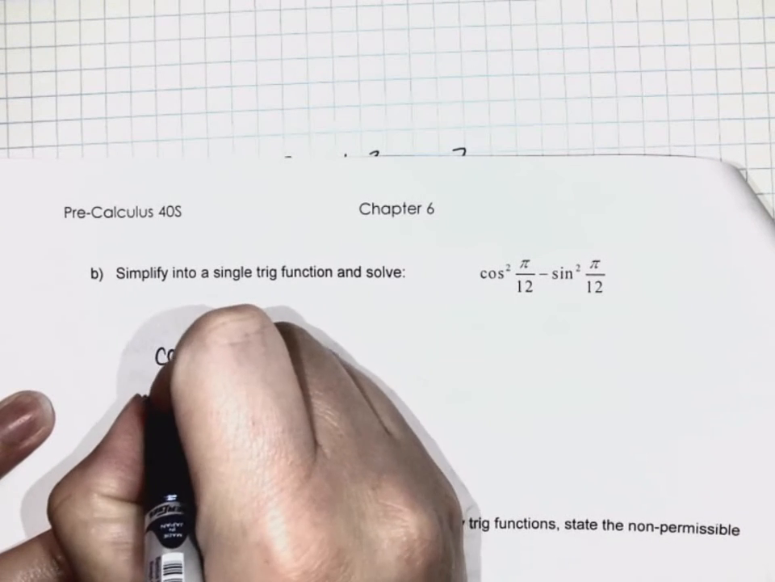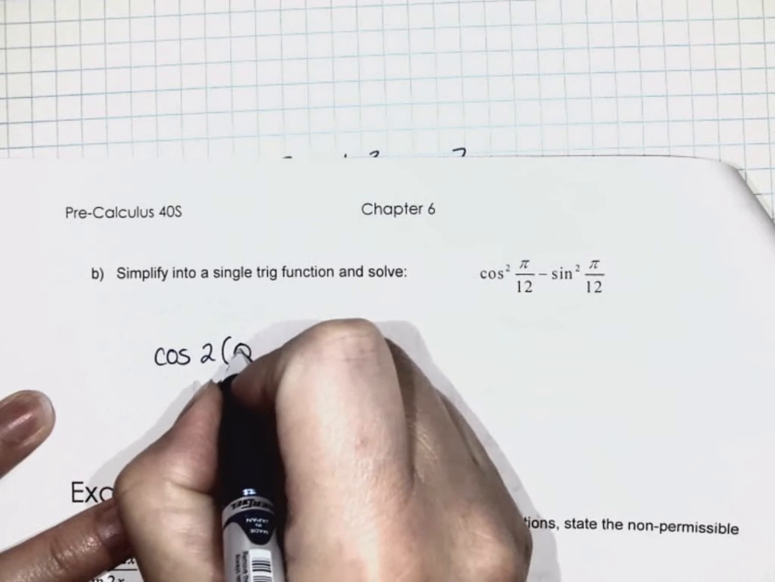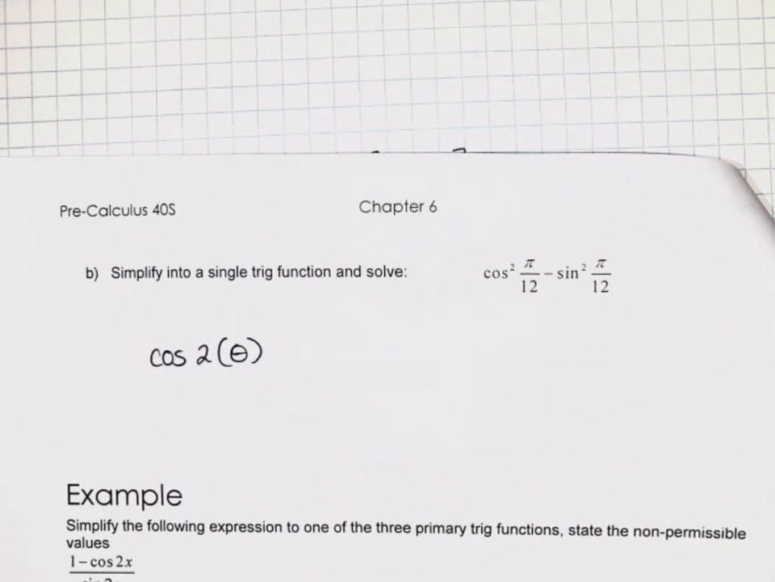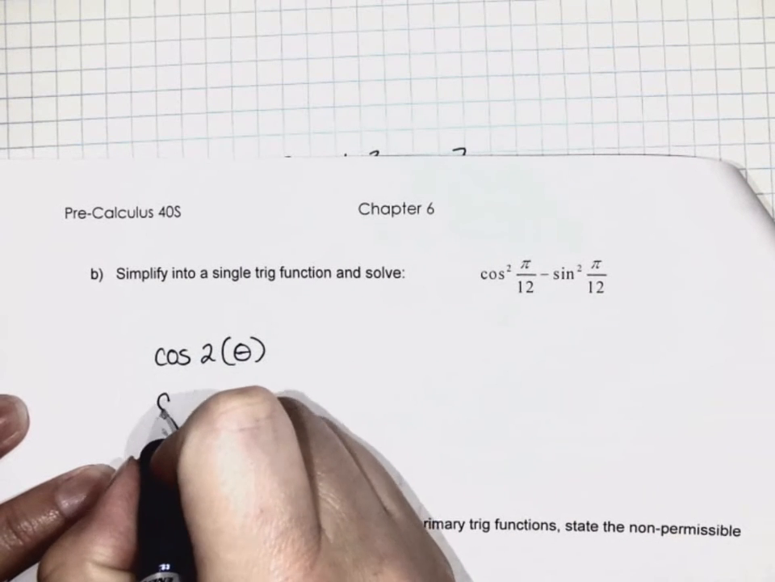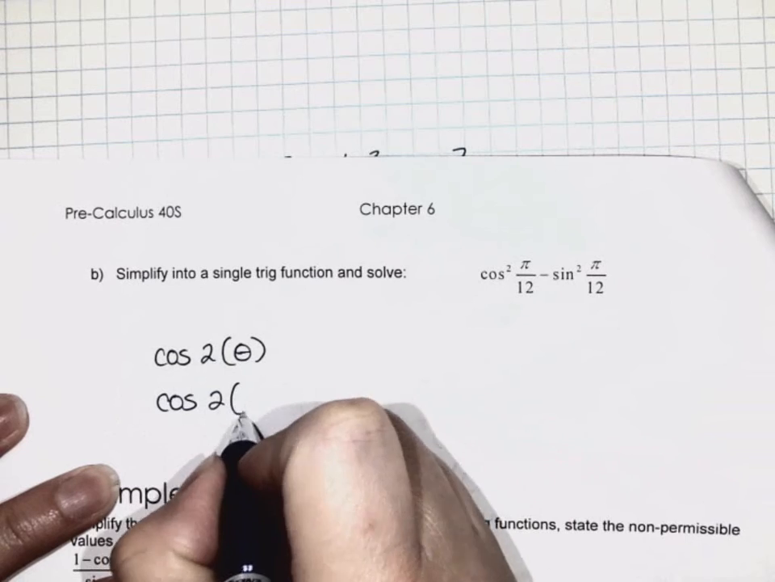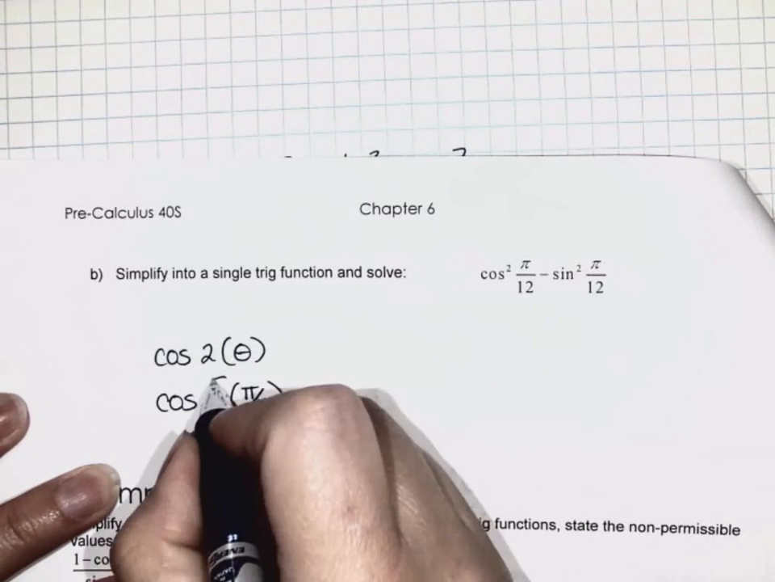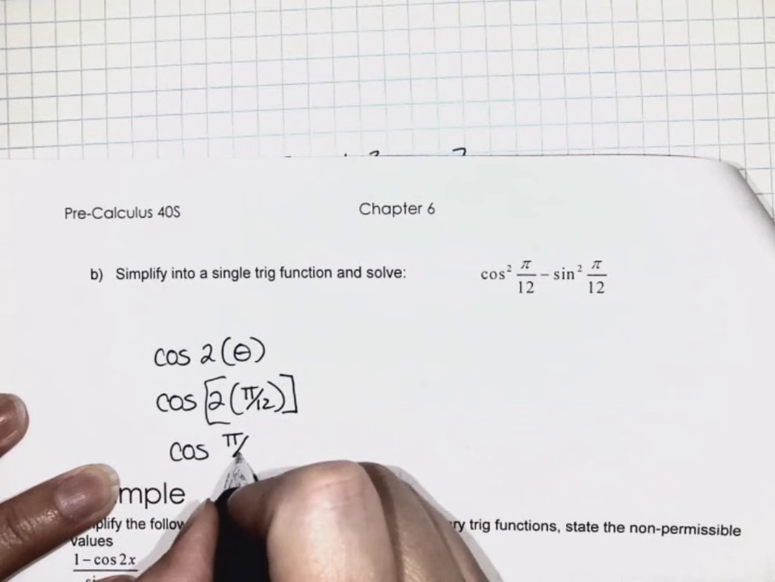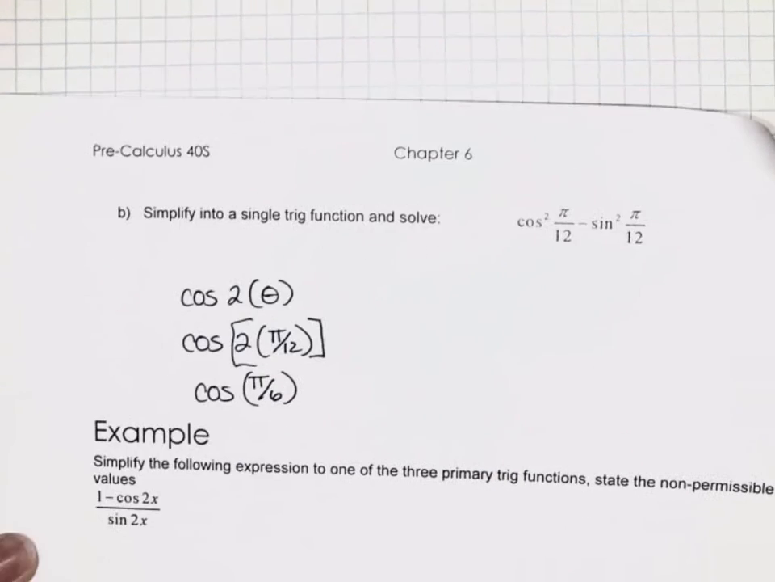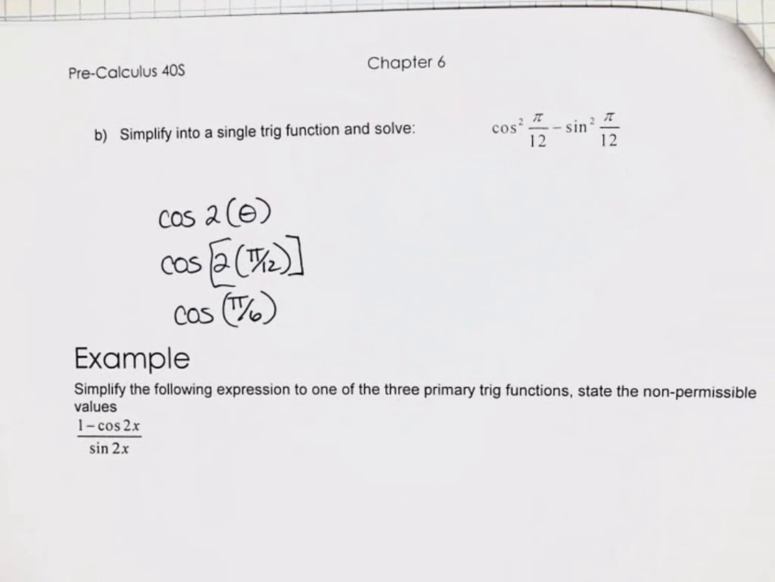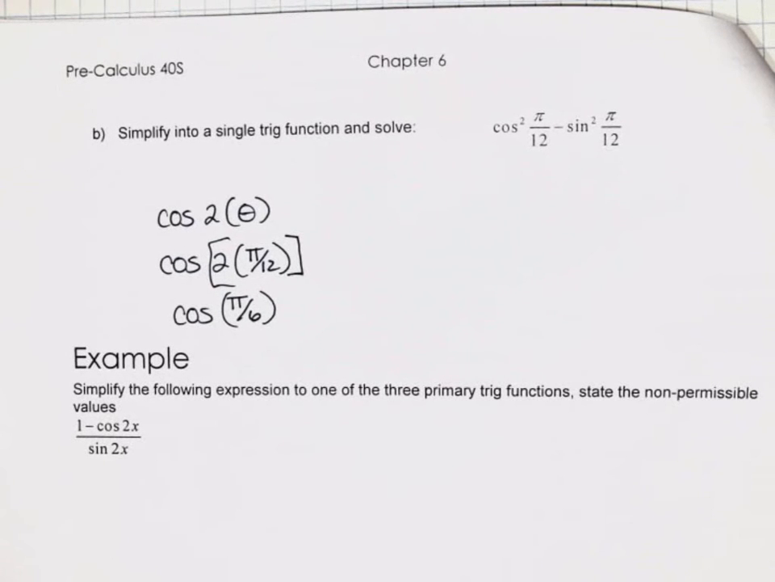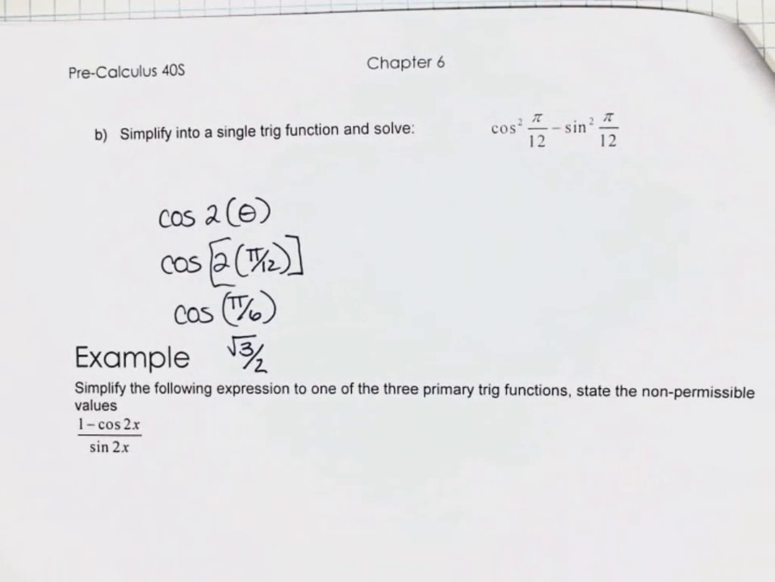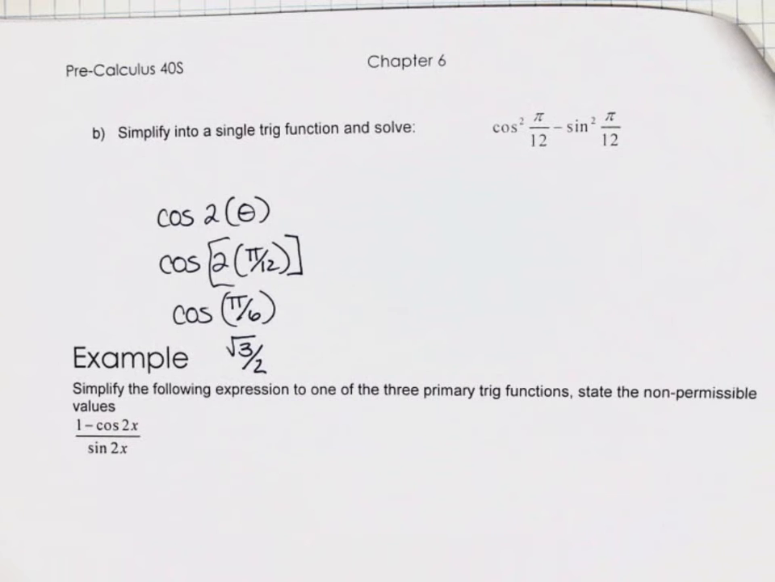And this is cos 2 theta. Would you guys agree with that? Yes? Okay, so now we're going to solve it. What's my angle? Pi over 12. So that angle changes to pi over 6. What's cos of pi over 6? Pardon? Root 3 over 2. Okay, good job, everybody.